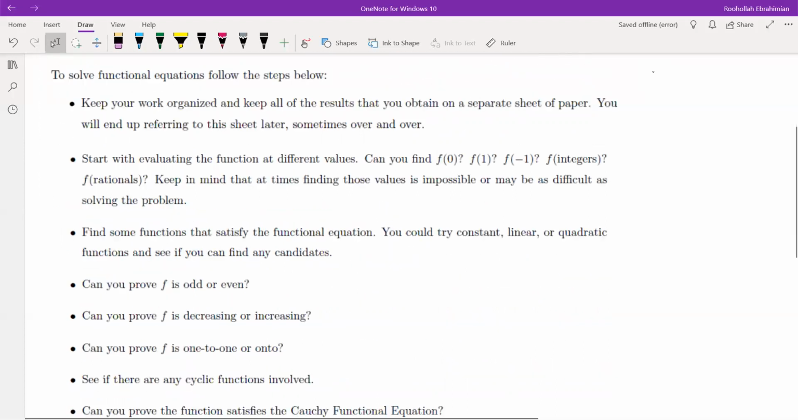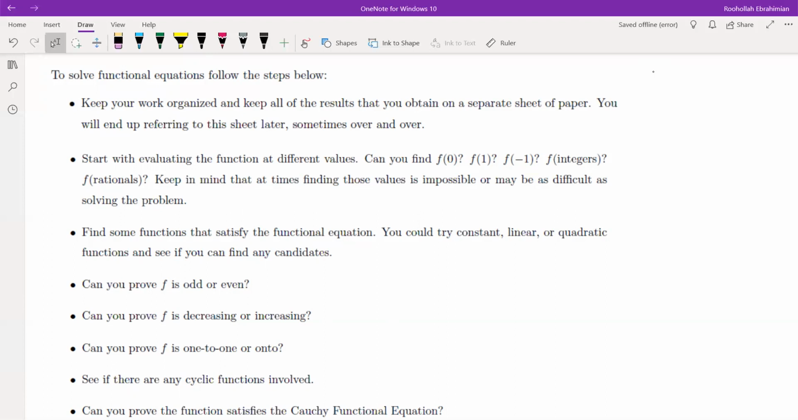So first thing you want to do is keep all of your work organized, because there's going to be a bunch of things that you're going to be writing, and some of it is going to be useful, some of it is not very useful. Keep your work really clean so that you can come back and see exactly what you have proved and how. It happens very frequently that when I solve a functional equation, I end up with something and I think, oh, I proved it, but then I realize, no, I made a mistake along the way. So if I have my work organized, I'm able to go back and check my work.